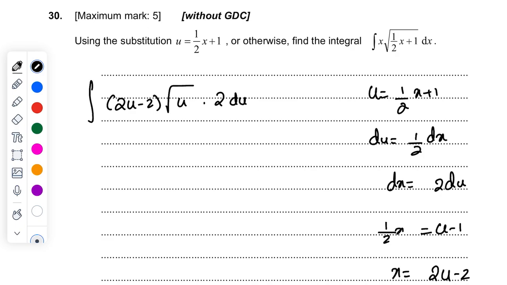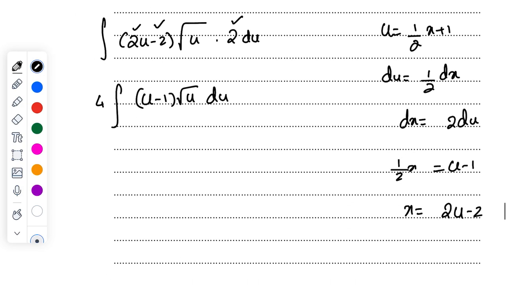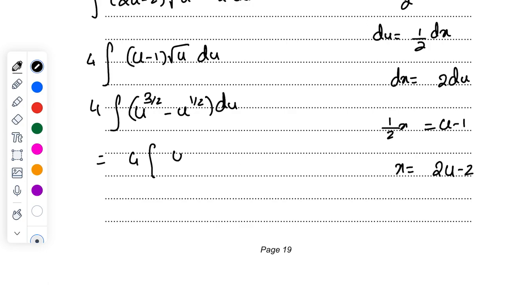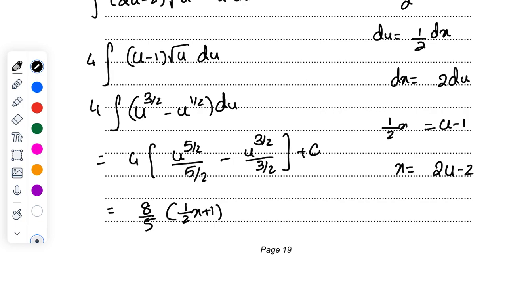So what will the final answer become? I can take 2 common from here, and that 2 and this 2 become 4. 4 times the integral of u minus 1 times square root of u du. So it becomes 4 times the integral of u power 3 upon 2 minus u power 1 upon 2 du. Which becomes 4 times u power 5 upon 2 upon 5 upon 2 minus u power 3 upon 2 upon 3 upon 2 plus c. So it becomes 8 upon 5, where u is 1 upon 2x plus 1, whole power 5 upon 2, minus 8 upon 3 times 1 upon 2x plus 1, whole power 3 upon 2, plus c. That's going to be the answer.